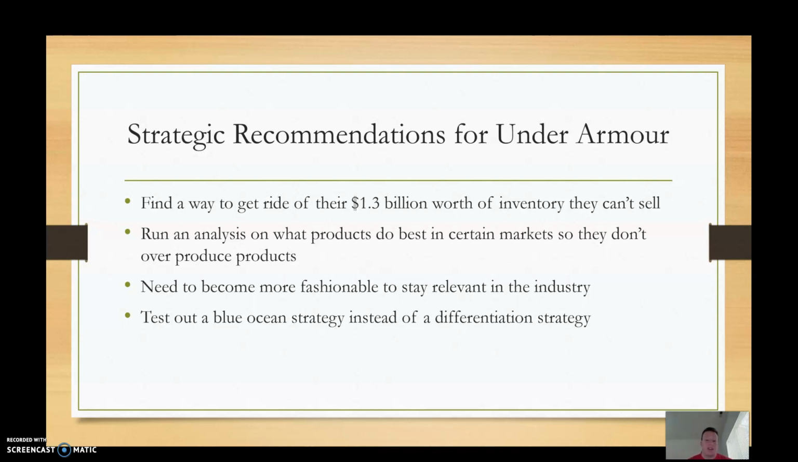So either they can put all those in bulk discounts or just regular discounts to try and get rid of it, or another way to get rid of it is just to kind of recycle a lot of it in order to make more apparel, which hopefully will allow them to be more fashionable, to get them back on track. The second strategic recommendation I have for Under Armour is to run an analysis on what products do best in certain markets so they don't overproduce products.